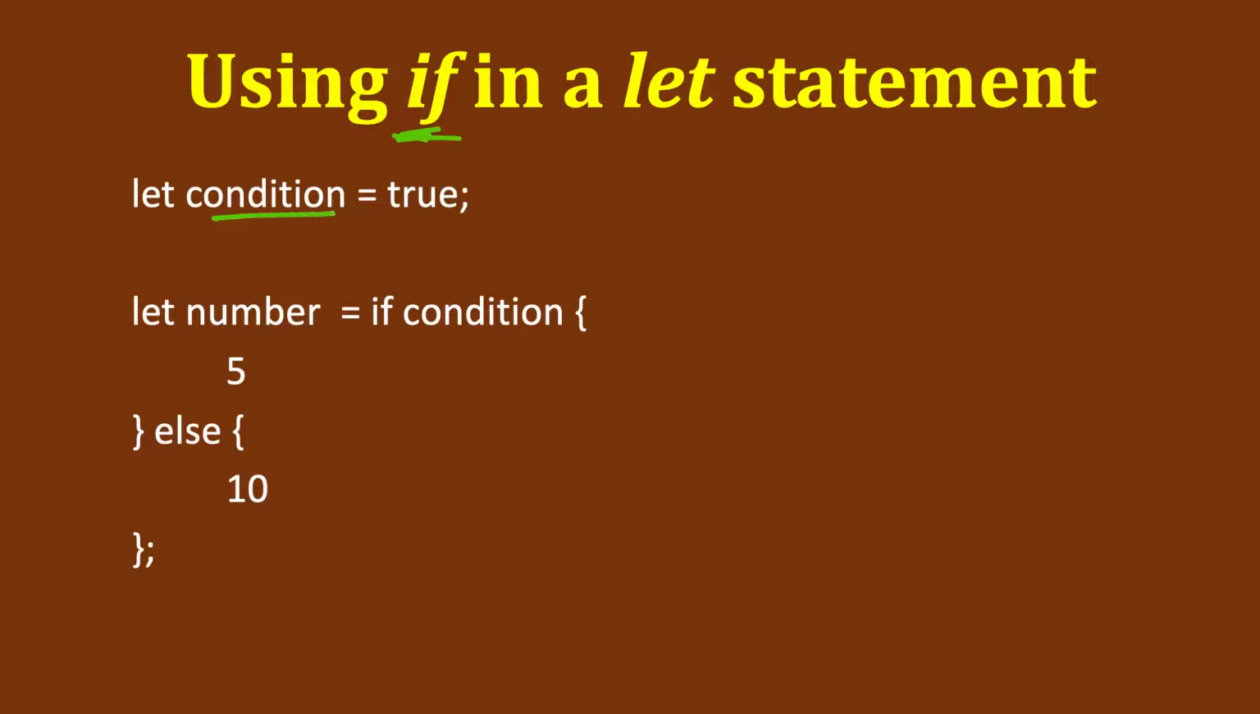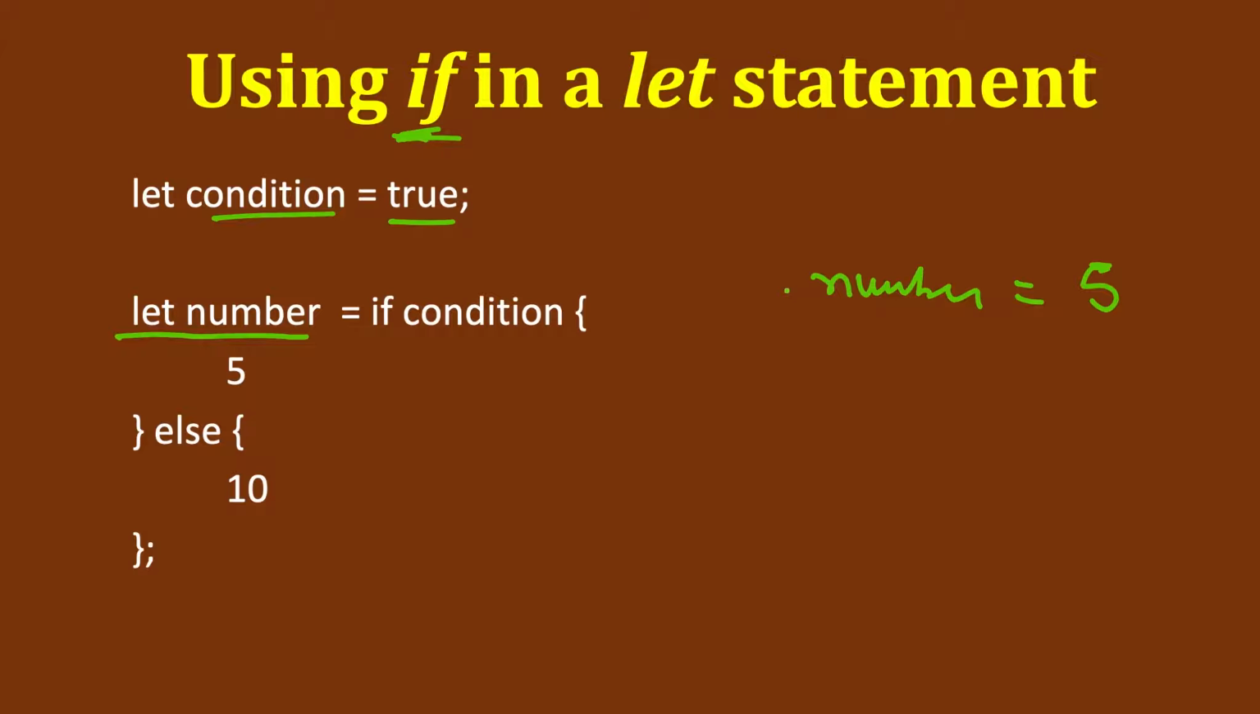So if is an expression, so we can use it to assign a value to a variable. For example, we have set a condition to be true, and then we want to assign a value to this number depending on this condition. So if condition, then 5, else 10. So in this case, number will get the value of 5 because the condition is true.